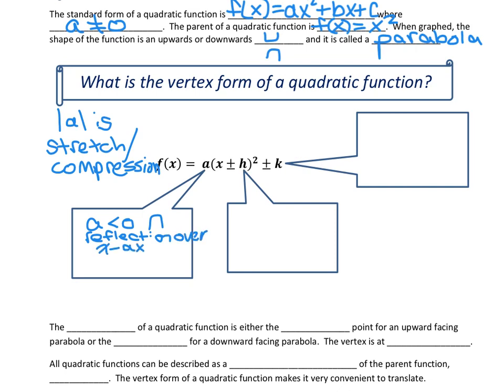And if the absolute value of a is greater than 1, we've got a vertical stretch. And if the absolute value of a is less than 1, and greater than 0, we have compression, so vertical compression.